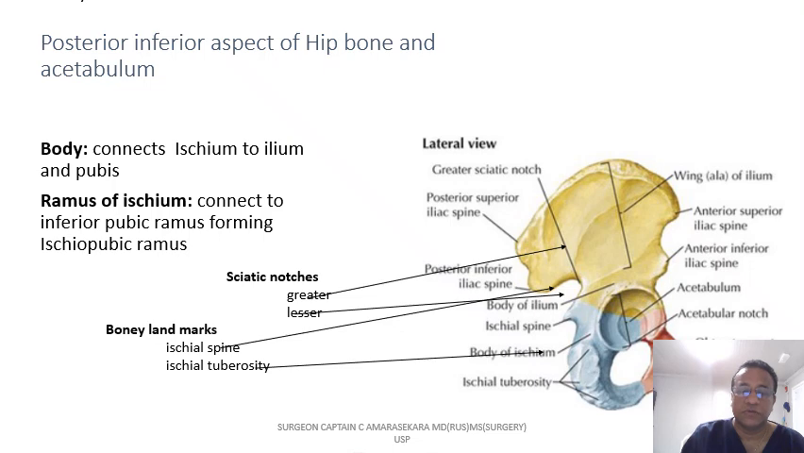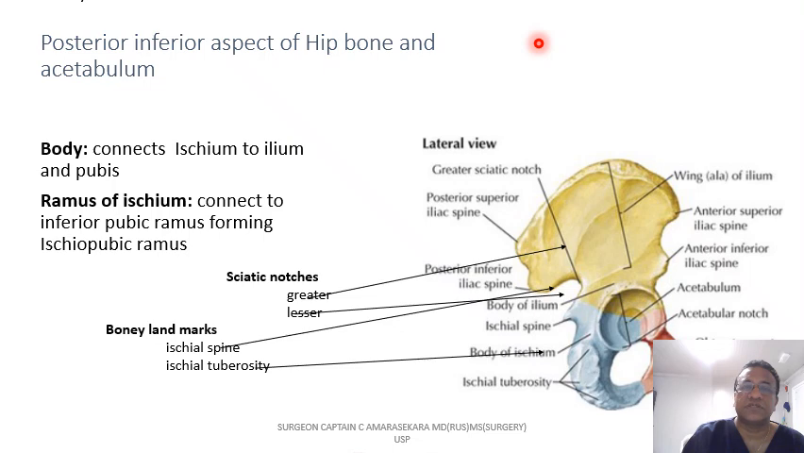Posterior and inferior aspect of the hip joint. So this is the bone which lies in the posterior inferior aspect. It is ischium. So this region is rich in surgical relevance.